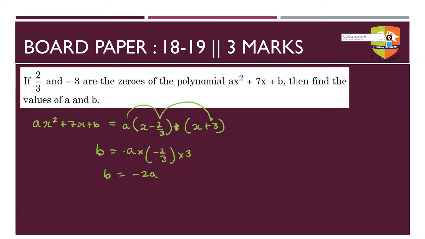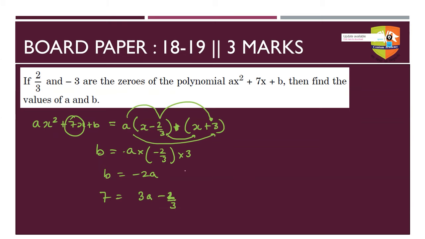B is equal to minus 2A. Okay. And as far as a is concerned, next is 7x. So 7 is equal to the coefficient of x. How do I get x? So ax multiplies by 3, so it becomes 3a, and minus 2 by 3 multiplies with this x, so it becomes minus 2 by 3. Okay, so 3a and minus 2.